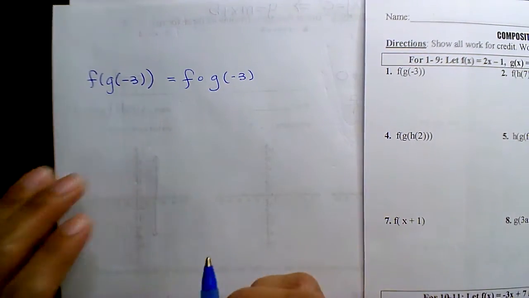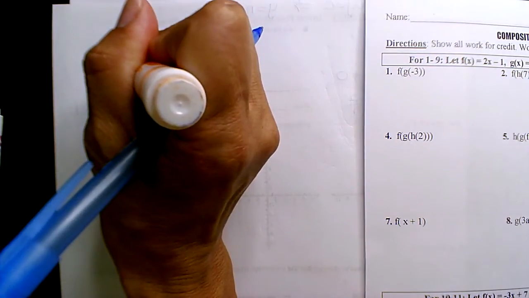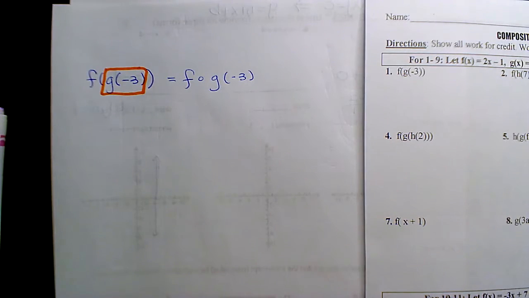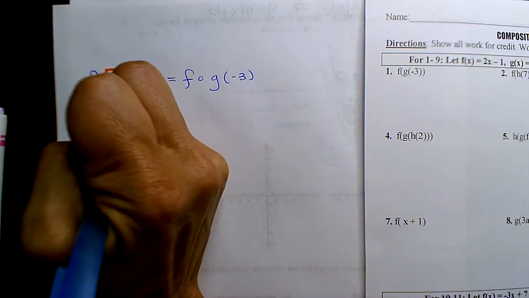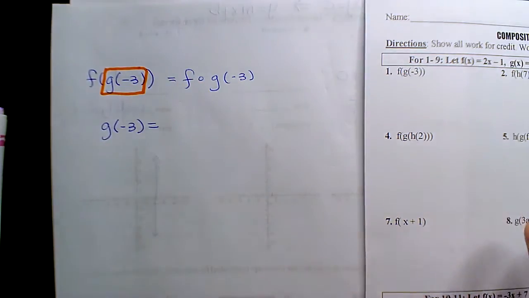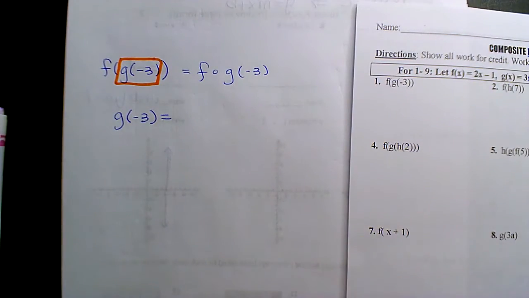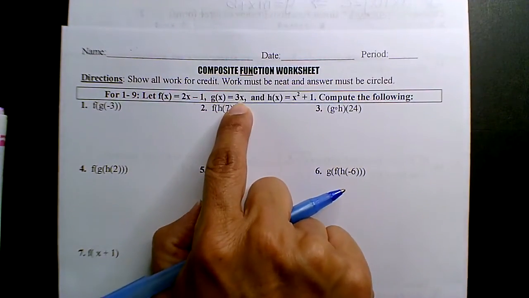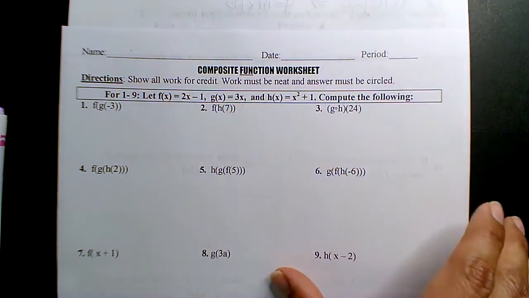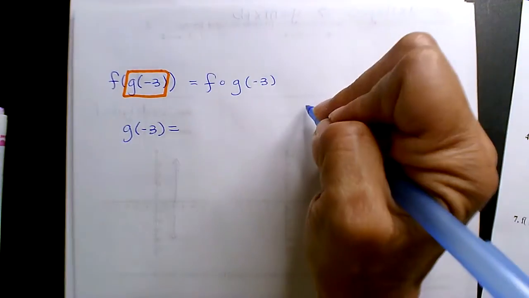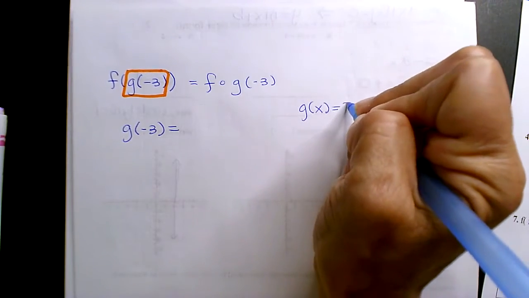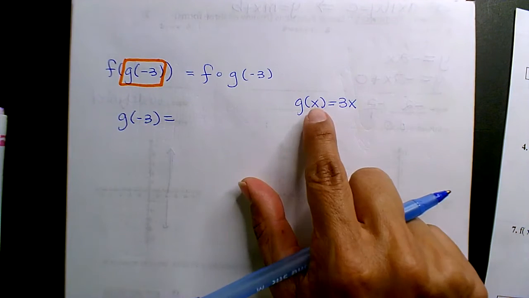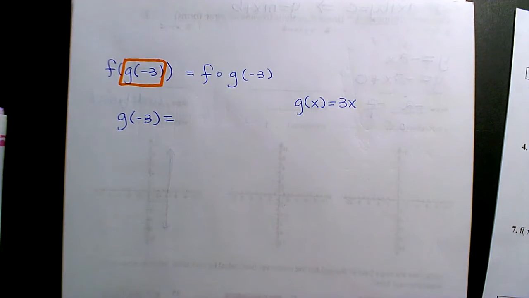First, you start from the inside and work your way out. So what I see is g of negative 3. What is g of negative 3? That's just substitution, but written in function notation. G of x is 3x, correct? Then g of negative 3 just means instead of x, substitute the value of negative 3.